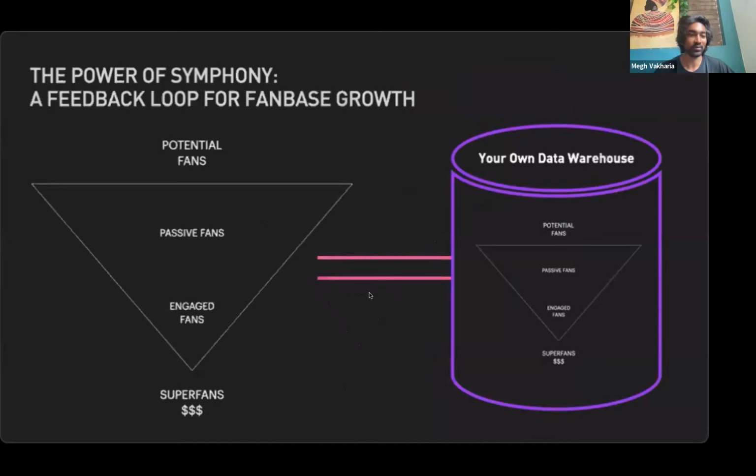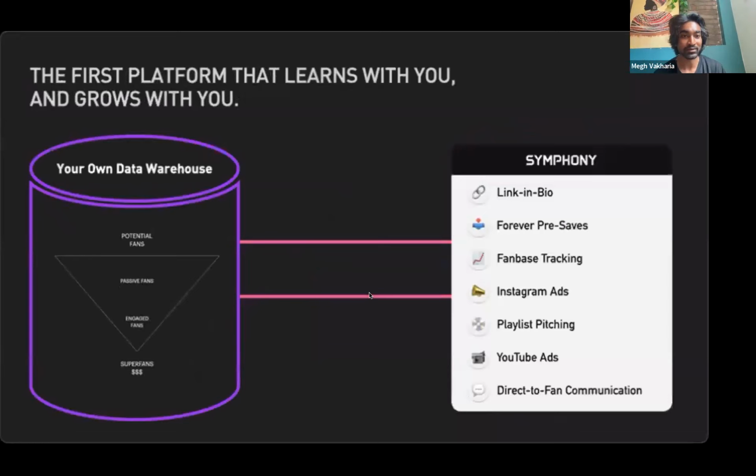We were like, it doesn't need to be like that. Why don't we just build everything into one place, so all of your data lives in one place? Instead of having to question 7 different platforms with the question, who is my fan base, Symphony has all your data together. Every artist on the platform actually has their own data warehouse, as we call it. That data warehouse feeds into all of the technology we built, so our tools learn and are customized to your fan base.